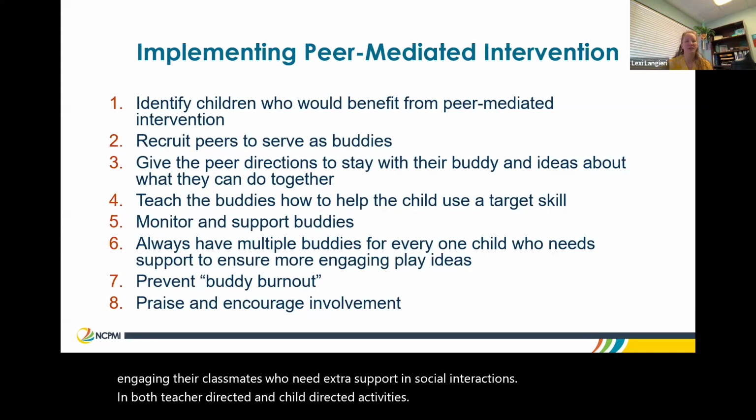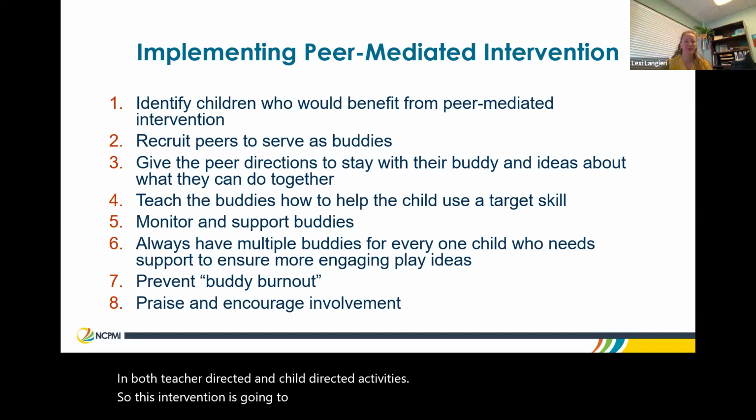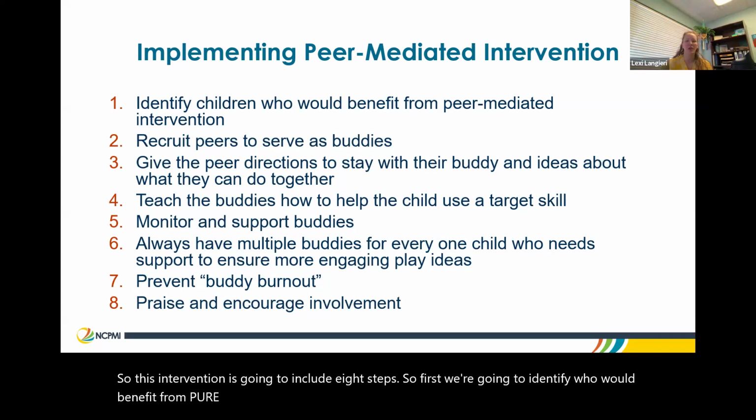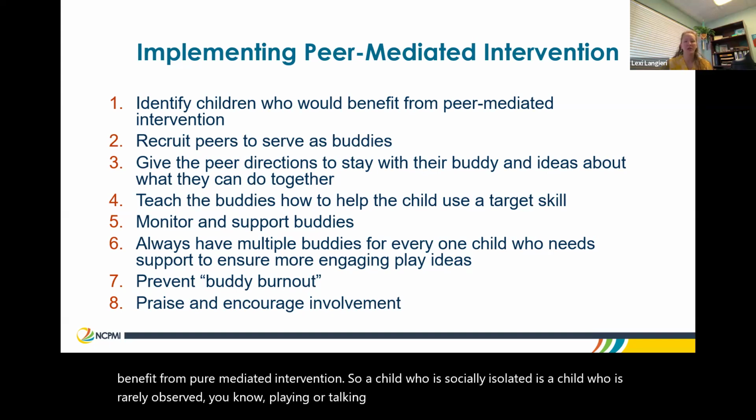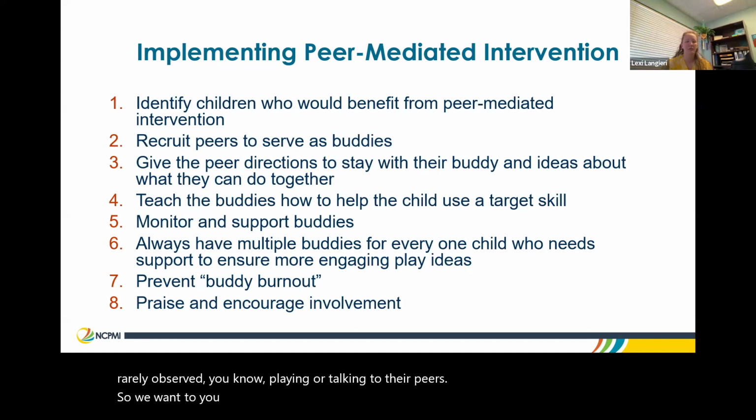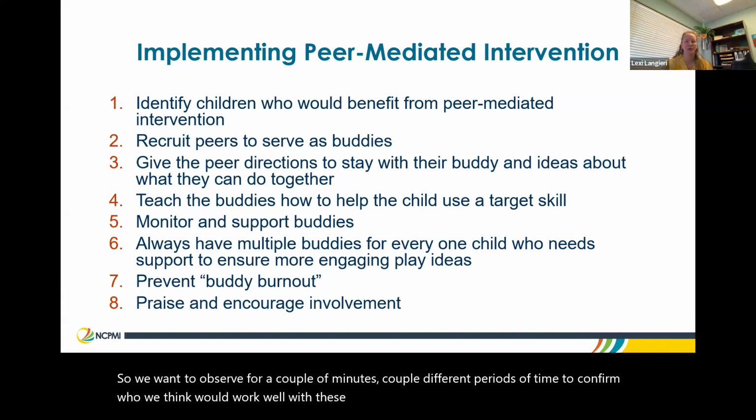This intervention is going to include 8 steps. First, we're going to identify who would benefit from peer-mediated intervention. A child who is socially isolated is a child who is rarely observed playing or talking to their peers. So we want to observe for a couple of minutes, during a couple of different periods of time, to confirm who we think would work well with these students who need further supports.